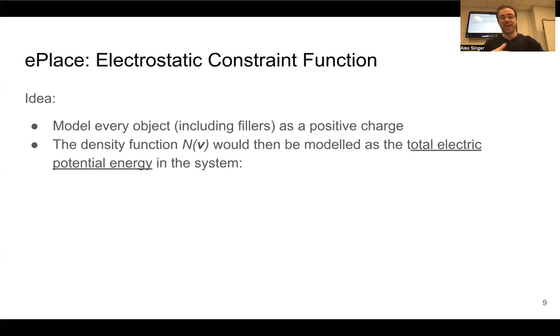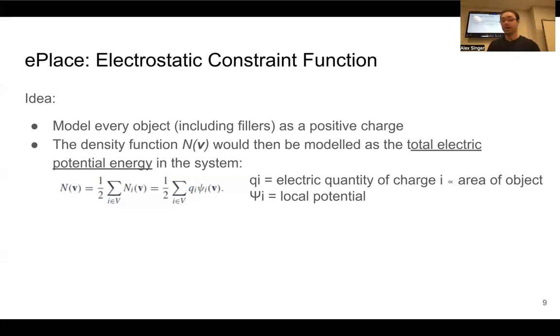And the density function N of V, which is our constraint objective, would then be modeled as the total electric potential energy of the system, which is this equation. Now, it looks a little scary, but Q sub I is just the electric charge of cell I, which is approximately proportional to the area of the object. And phi of I, or psi of I, is the local potential. Basically, what is it feeling at this point in its current position? And N of V is just the sum of all of these total electric potential energies.